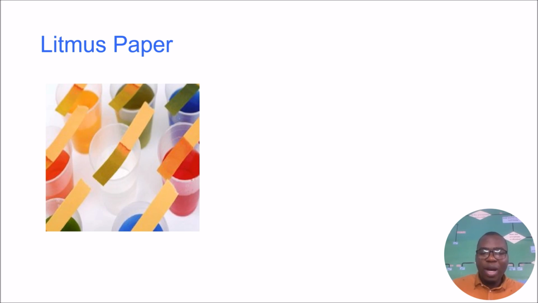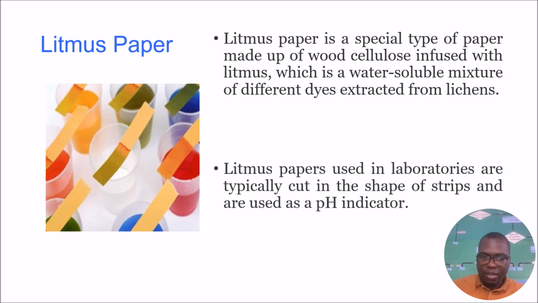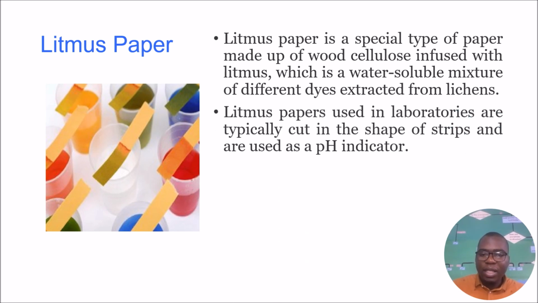Litmus paper is one common apparatus found in the lab as well. This is a special type of paper made up of wood cellulose infused with litmus, which is a water-soluble mixture of different dyes extracted from lichens. Litmus papers are used in laboratories and are typically cut in the shape of stripes and are used as a pH indicator.